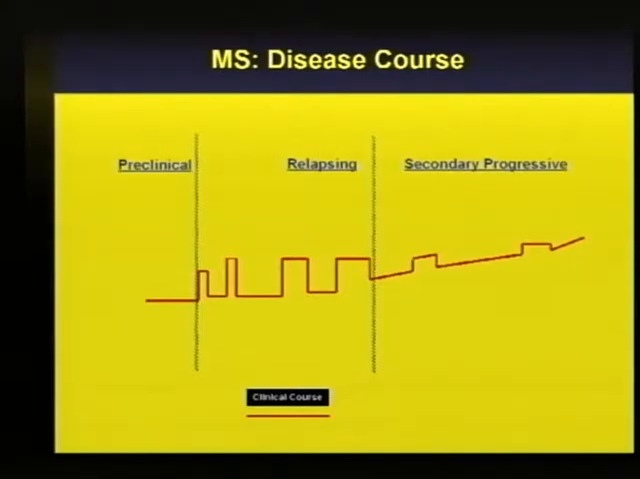It's thought that the secondary progressive phase is largely due to axonal degeneration. And so this gives the premise, or the reason, to try to discover agents that prevent axonal degeneration and use them in patients.